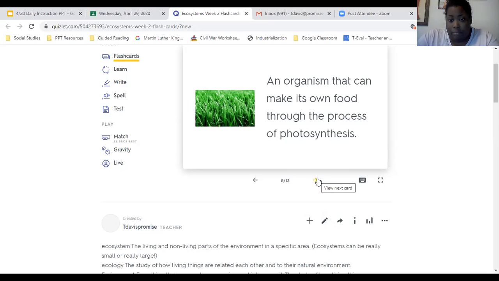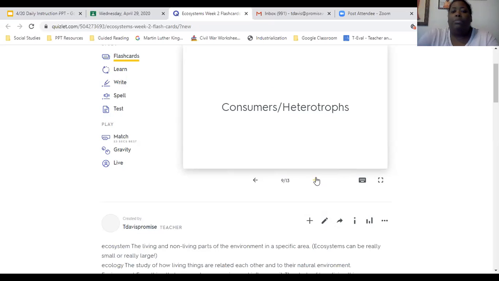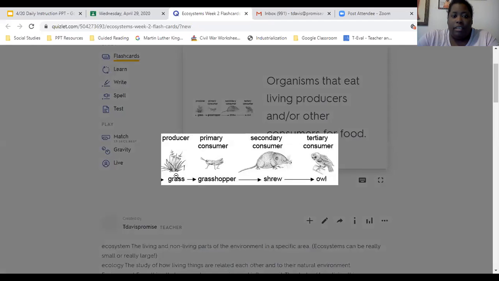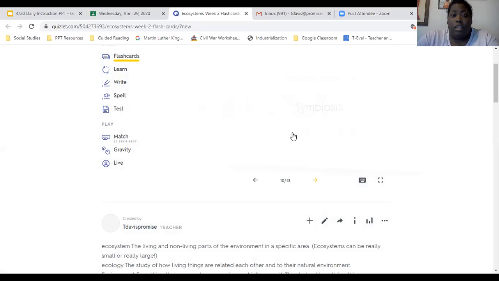And then, excuse me, the plant undergoes photosynthesis in the mitochondria, and then it is stored in the amnioblast. Miss Davis always massacres that word. All right, consumers and heterotrophs. So it's an organism that eats living producers and or consumes other organisms for food. This is the producer. These are the consumers or the heterotrophs. All right.